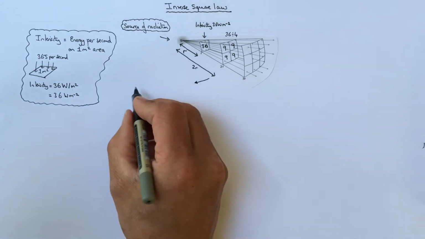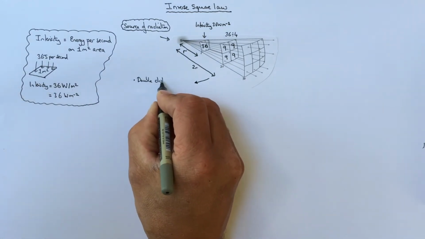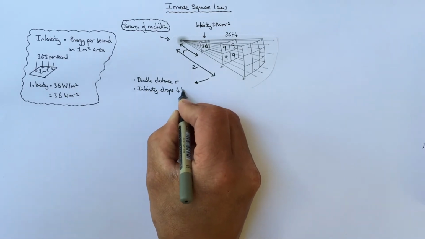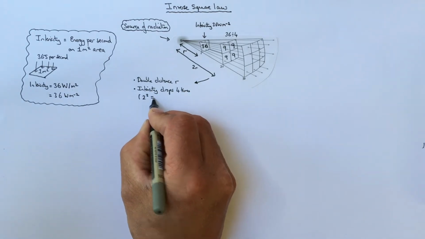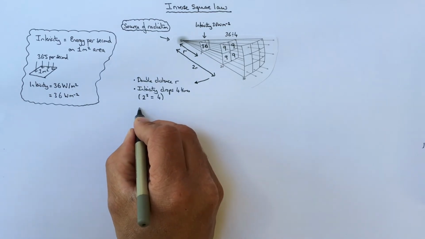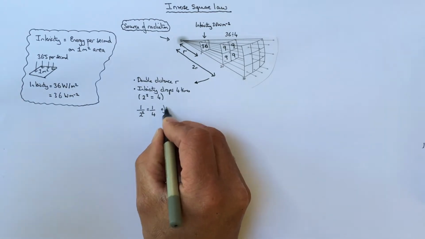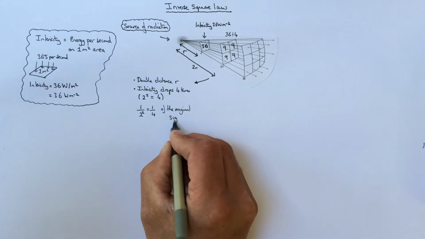If we double the distance r, the intensity drops 4 times. That's 2 times the distance squared, which equals 4. So the new intensity is 1 over 2 squared, which is equal to a quarter of the original signal.